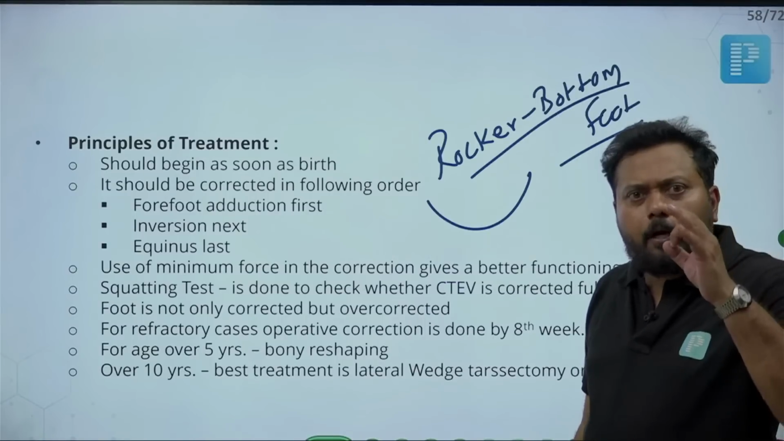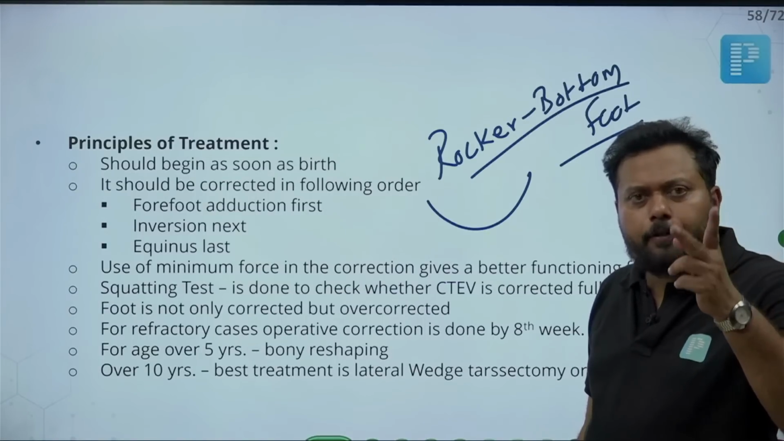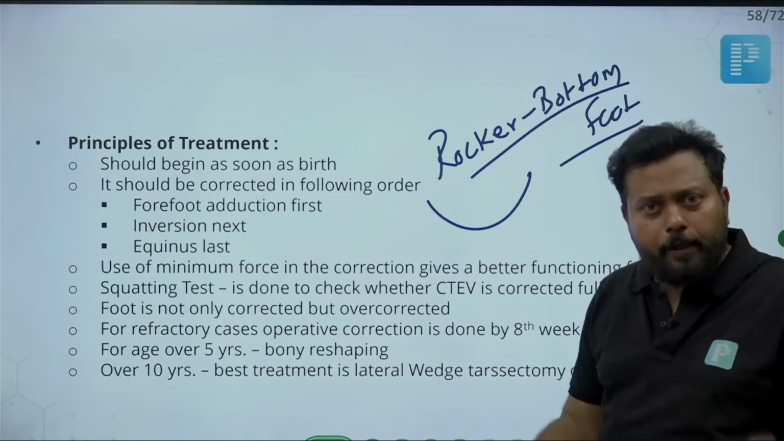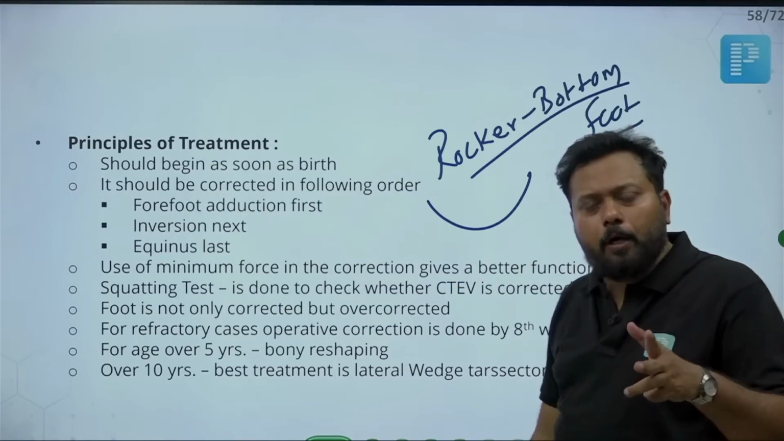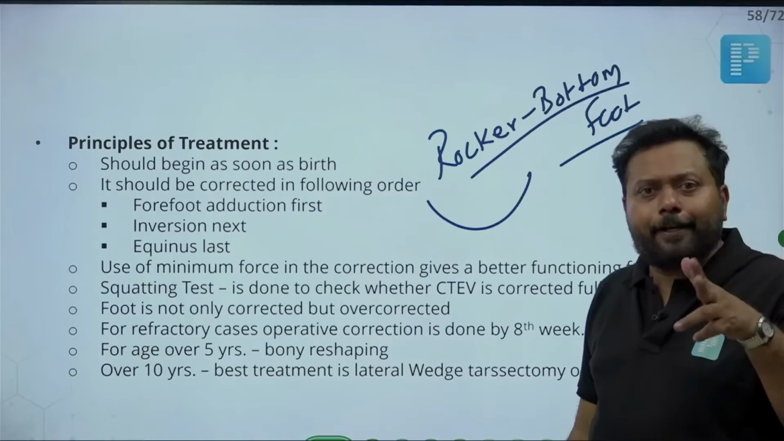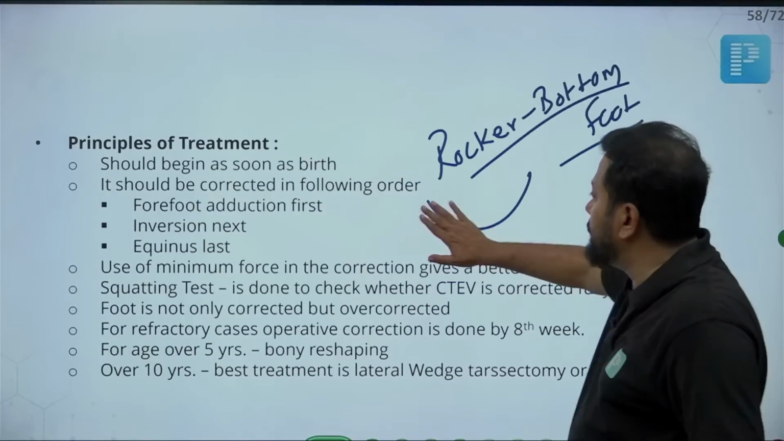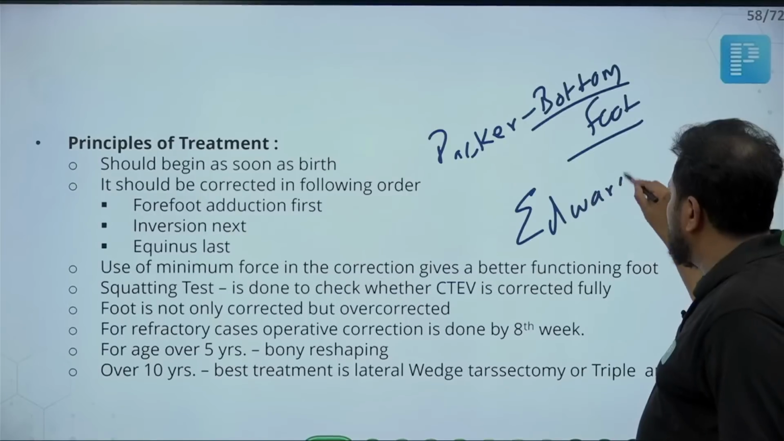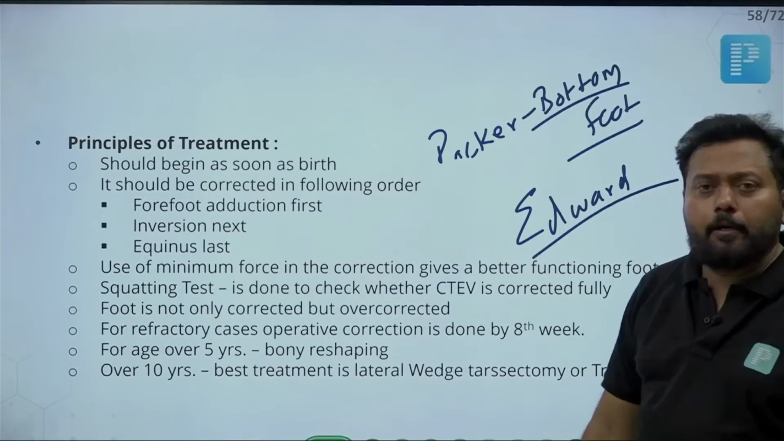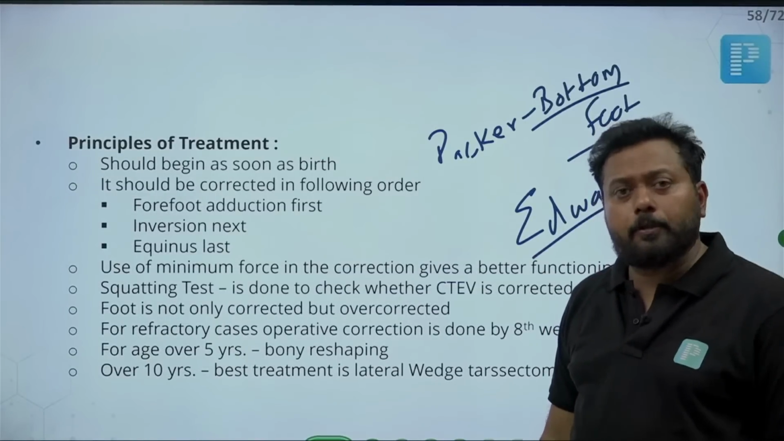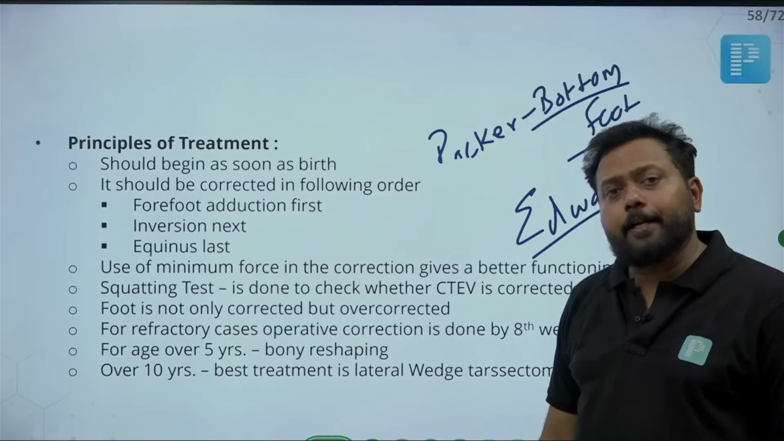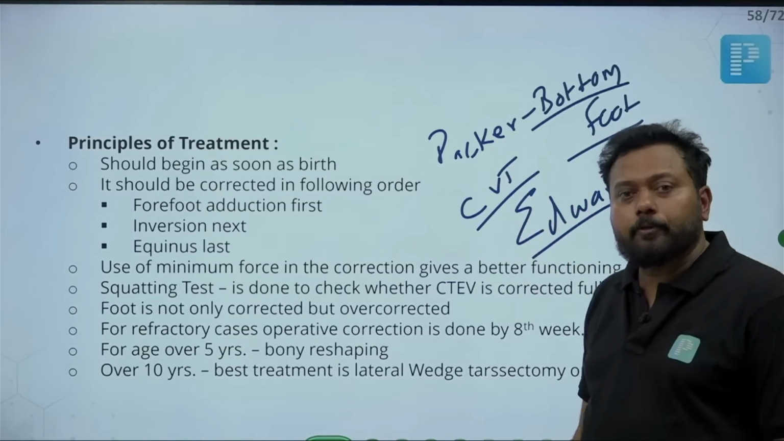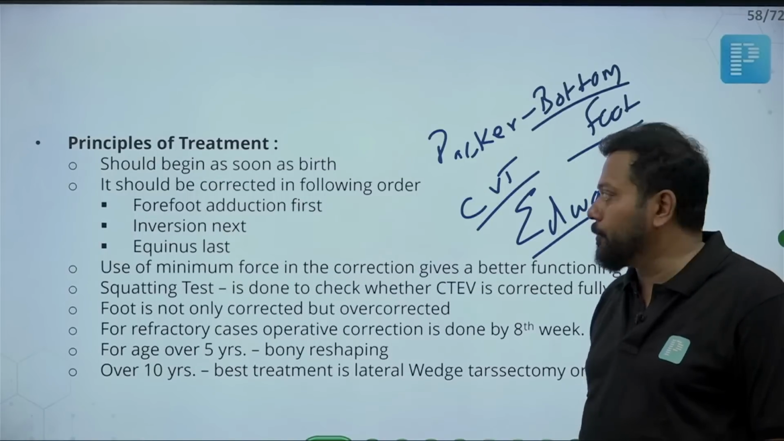Whenever you come across rocker bottom foot in an orthopedic MCQ, there are two differential diagnoses, dear friend. One is wrongly corrected CTEV, where you are doing the Ponseti method wrongly. Number two is congenital vertical talus, CVT, which is seen in Edward syndrome, chromosome 18.